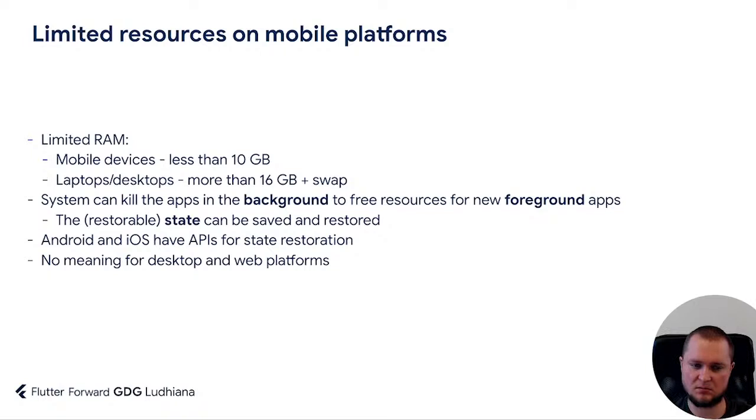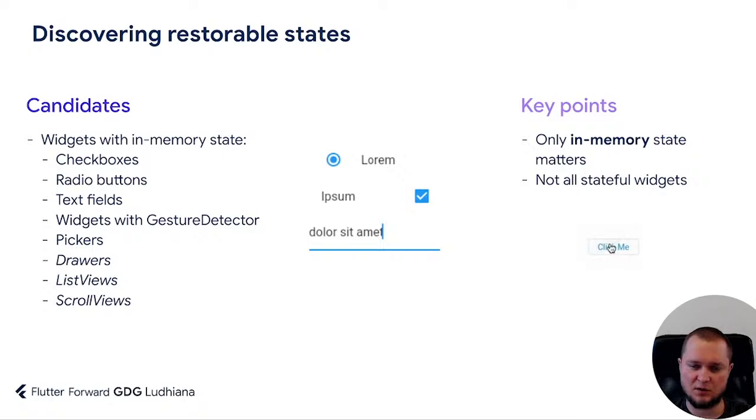So let's check how to do that. First of all, we need to figure out what our restorable state is. It will be connected with widgets holding some in-memory state. For example, the checkboxes, radio buttons, text fields, everything you can click, you can type something, you can collapse, expand or scroll. Everything like that contains some state.